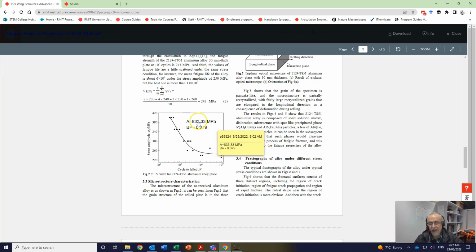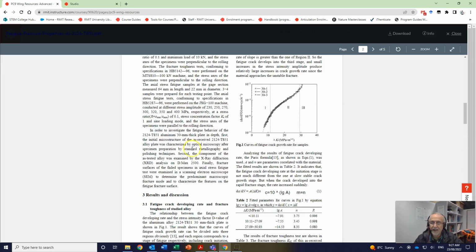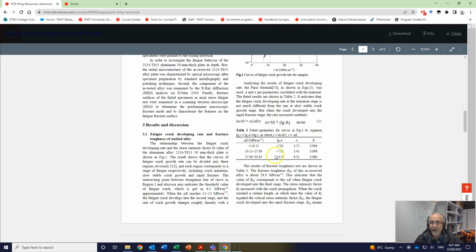Obviously, this A value is different from the A value we calculated from the previous one. If you want to be on the same experimental set, I recommend using these A and B values as well as these C and M values. Let me know if you have any questions.